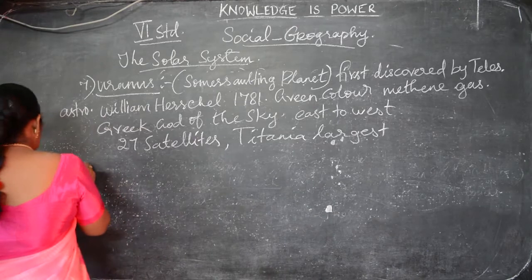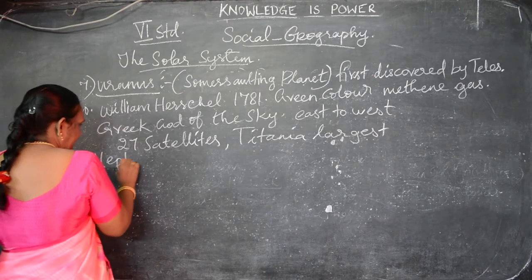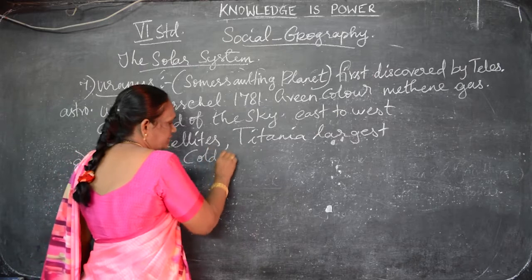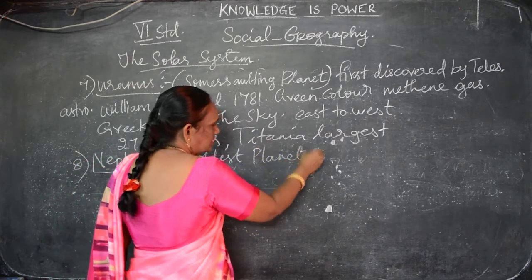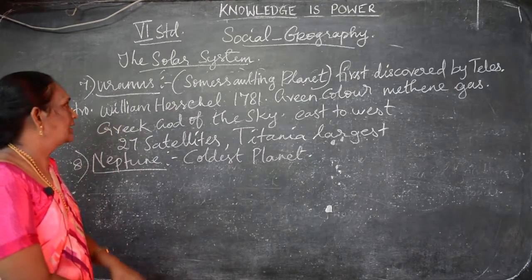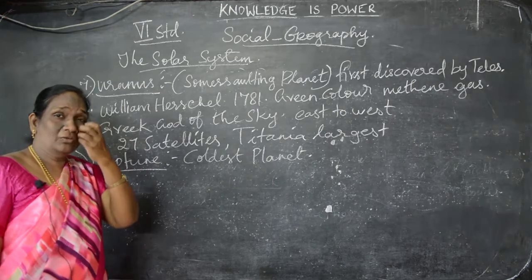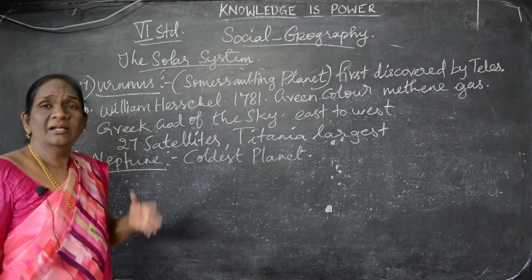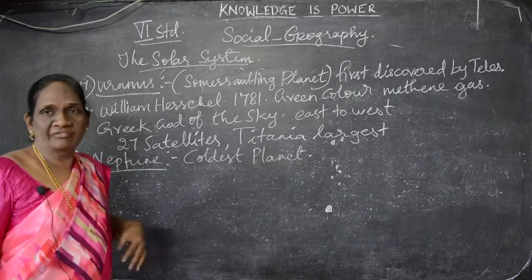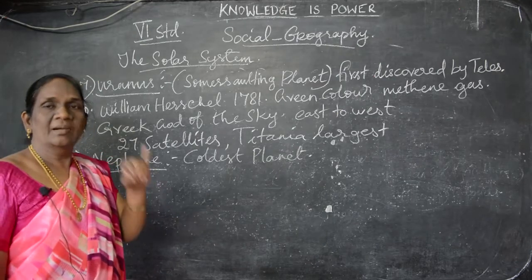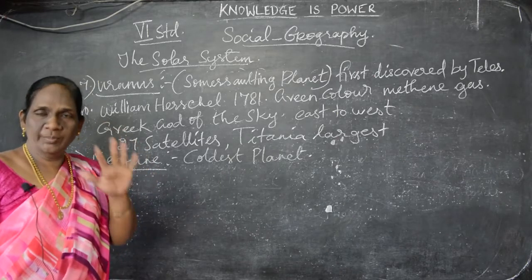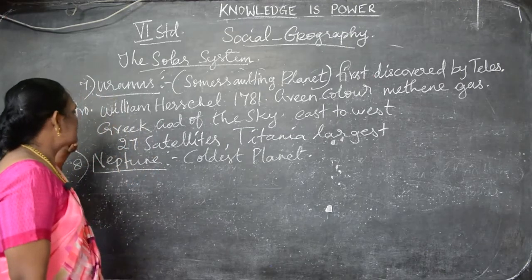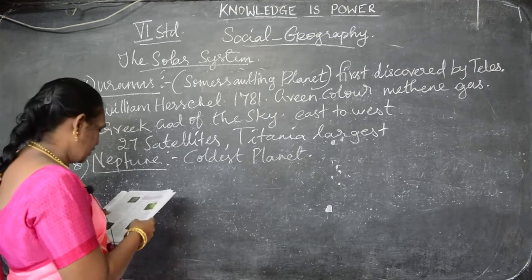The next planet, the 8th planet, is Neptune. It is called the coldest planet. Understand? How many planets did I tell you? Totally 8 planets. What are they? Mercury, Venus. Why am I repeating again and again? Even if I wake you from sleep and ask, you have to say the names of the planets. So, Mercury, Venus, Earth, Mars, Jupiter, Saturn, Uranus, Neptune. So, 8 planets. Already we saw 7 planets. Now, Neptune is called the coldest planet.